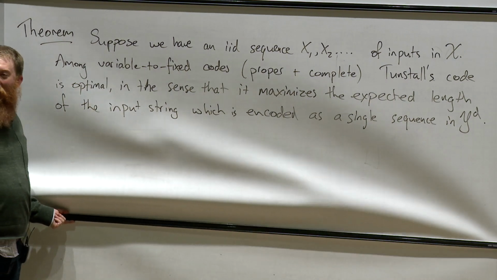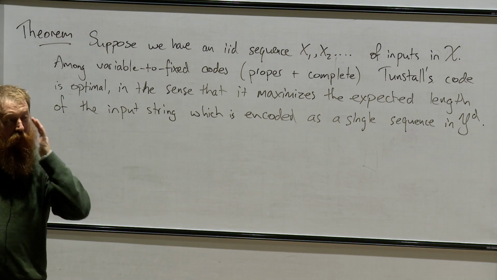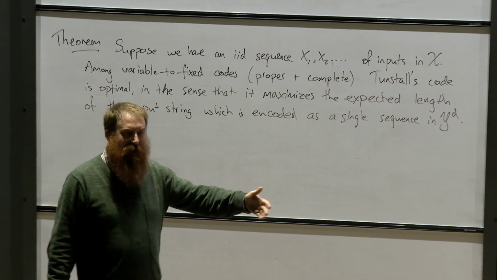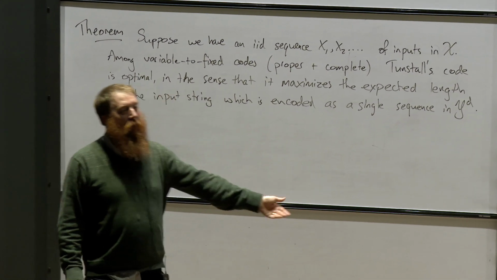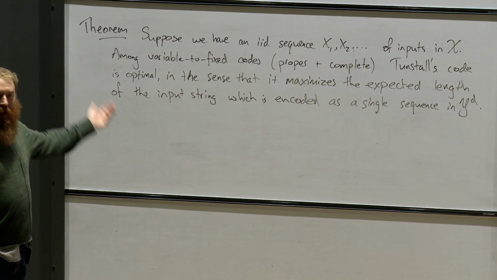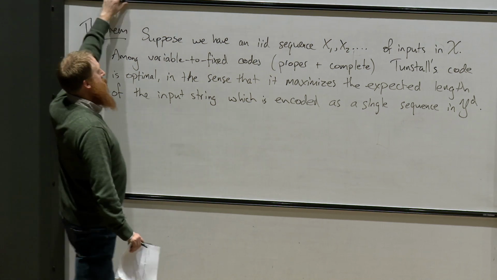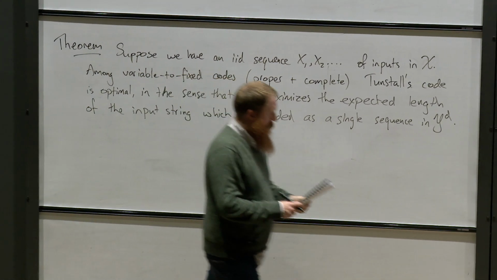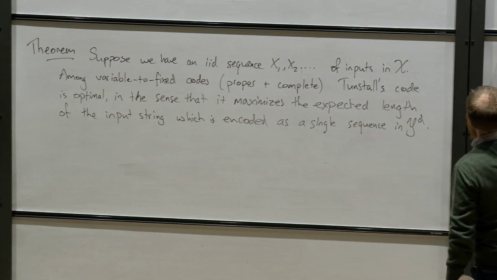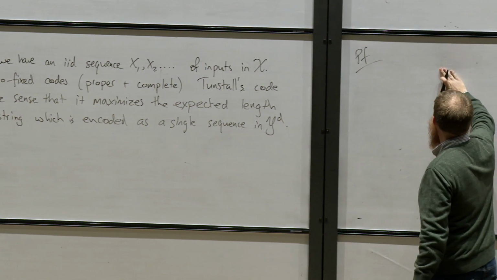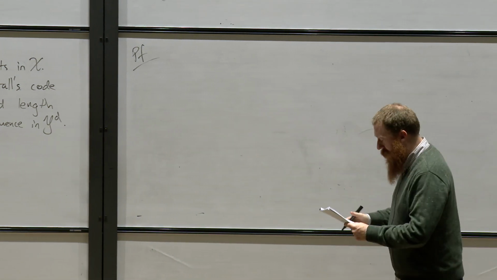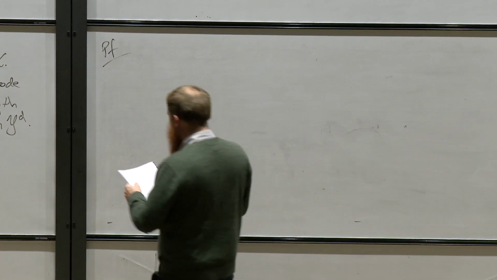So we can't talk about optimality the same way. Previously we talked about we wanted to minimize the expected length of the output. Here the output length is fixed, so I want to maximize the expected length of the input instead. And in this sense we can give an optimality result. Okay, proof. So I'm going to basically sketch it out a little bit, but you'll see how it all fits together.